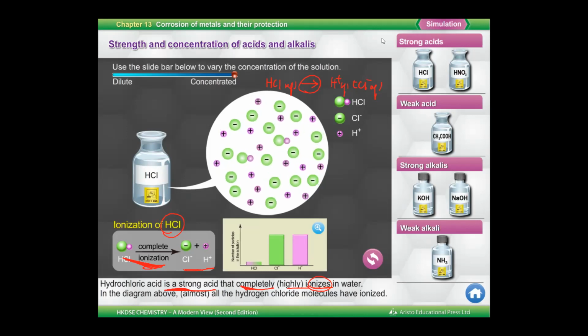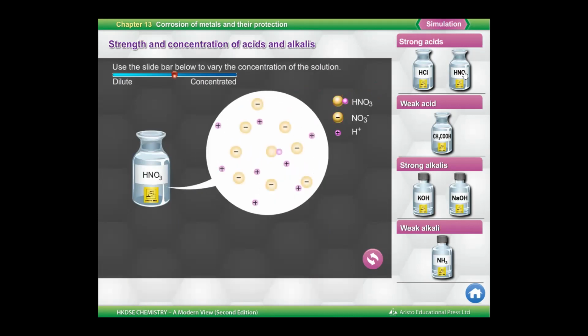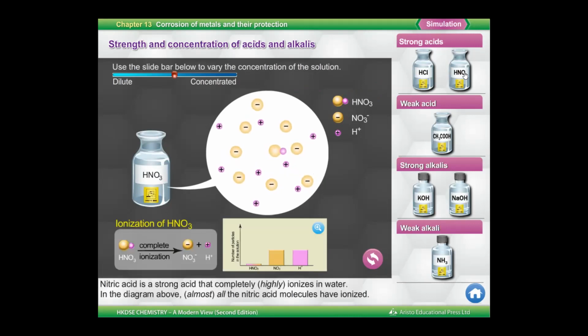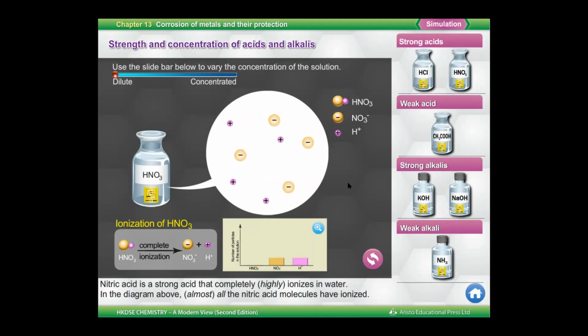Now I do the same thing by checking the others. How about nitric acid? Yes, we still call it a strong acid, right? Can you see that? Now it is not the HNO3 molecule that plays the main role, right? Instead you have an ionized form, hydrogen ion and nitrate ion, right? Even though I make the solution dilute or concentrated. Can you get a point?